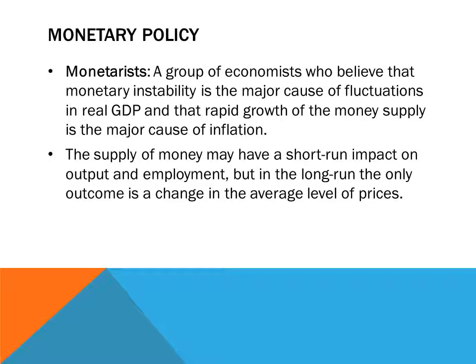Let's turn our attention now to monetary policy and how the Federal Reserve conducts this policy. First, we will take a look at the monetarists, which is a group of economists who believe that monetary instability is the major cause of fluctuations in real GDP, and that rapid growth of the money supply is the major cause of inflation. The supply of money may have a short-run impact on output and employment, but in the long run, the only outcome is a change in the average level of prices. Therefore, monetary policy can be used temporarily to increase real economic variables, but in the long run, it only has nominal effects.